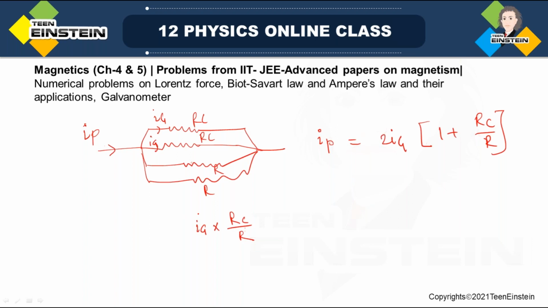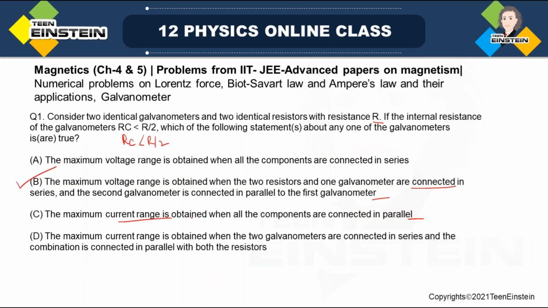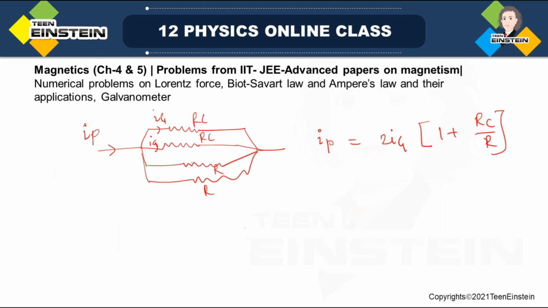In the second case, or the last option, what is the last option? The maximum current range is obtained when two galvanometers are connected in series and their combination is connected parallel. Okay, so these galvanometers are in series.